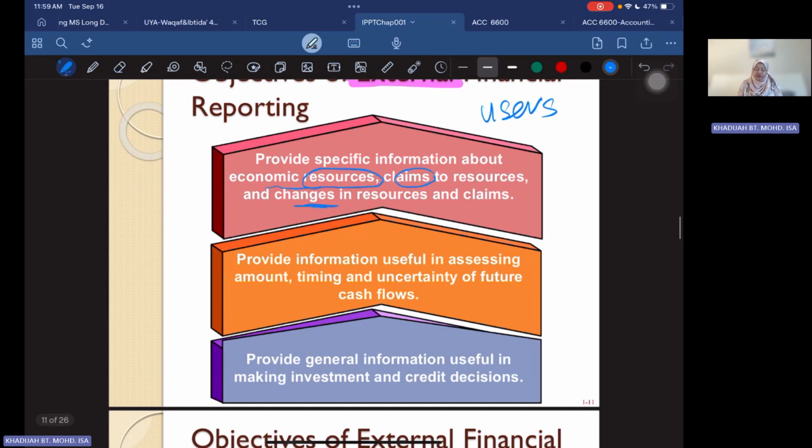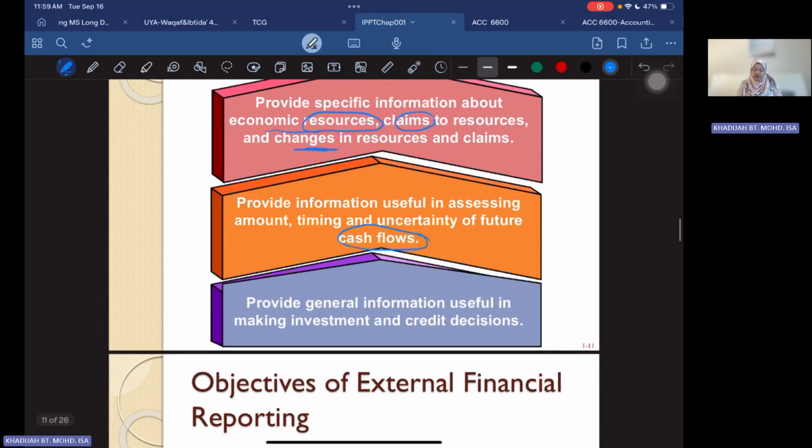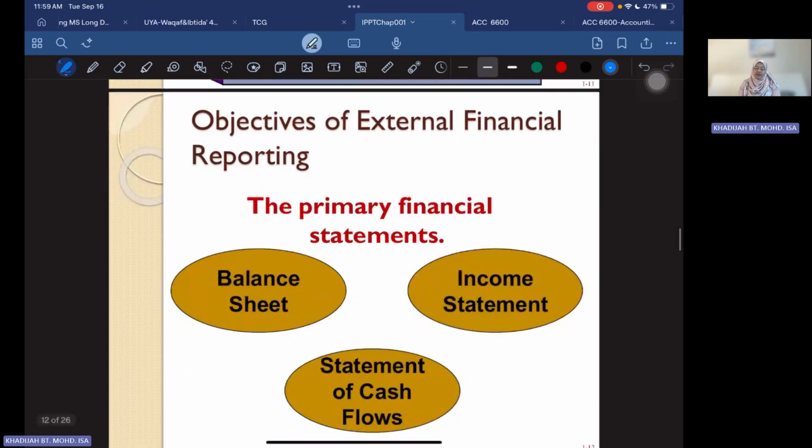Number two is to provide information useful in assessing the amount, timing, and uncertainty of your future cash flow. And the third one is to provide information about making investment and credit decisions. At the end of the day, it's all about decision making, whether to invest or to give credit to an organization.